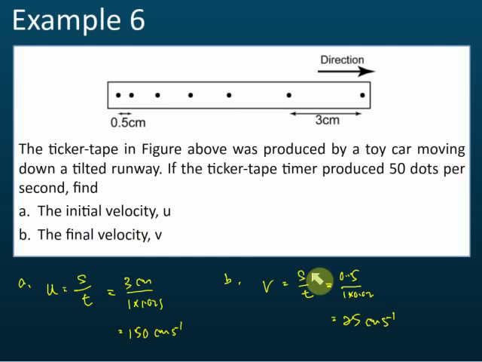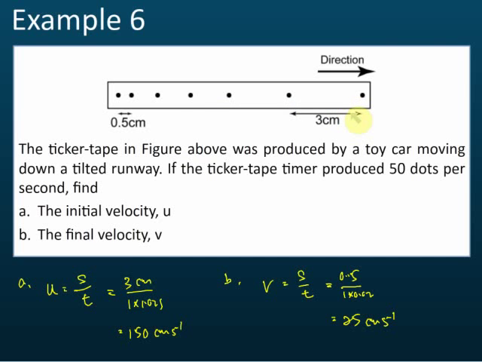You can't say you didn't see the direction. Do you see this arrow? There's an arrow here showing the direction. Okay, so that is how we find the velocity.